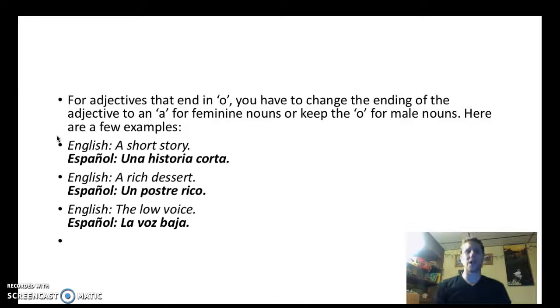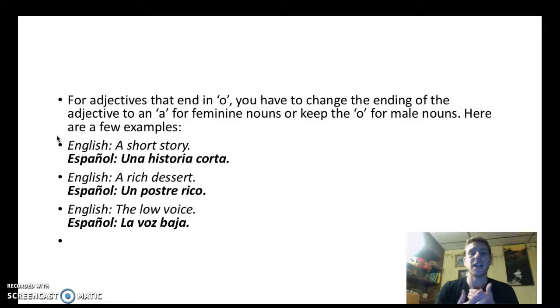So here, a few examples are, in English, a short story. In Español, una historia corta. So there we have historia is a feminine noun, so corta has an A ending to match with the gender of the noun. Now, next one, un postre rico. So again, postre, because it ends in an E, that's a masculine noun, so we must match rico with an O to match that masculine noun.